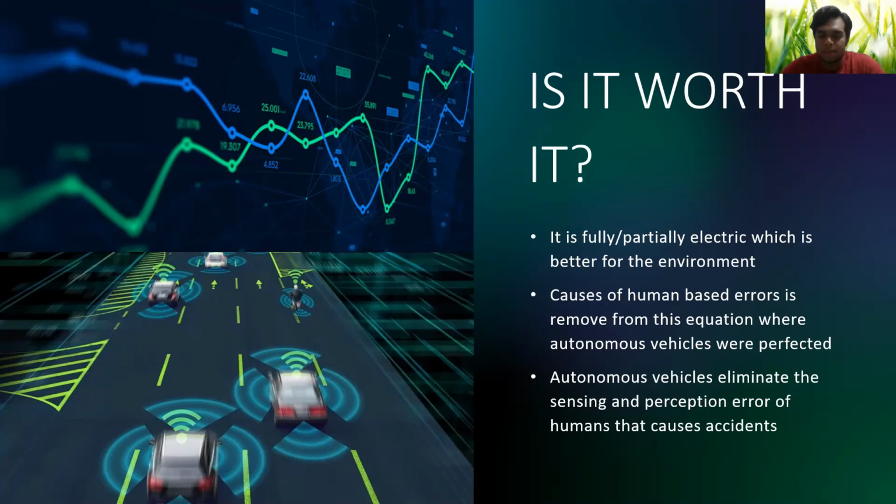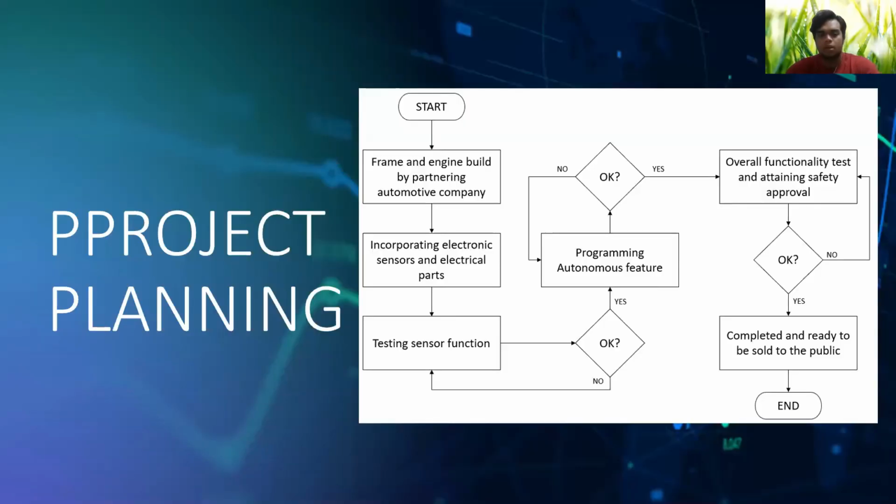Autonomous vehicles also eliminate the sensing and perception errors of humans that cause accidents. We know that humans have a delay between their reaction and their action. Since autonomous vehicles do not have this sort of sensing and perception error, they take action immediately, which helps to prevent a sudden accident on the road. So to the answer of is it worth it, it is definitely worth it. Finally, I will explain the project planning if this company is to be established.